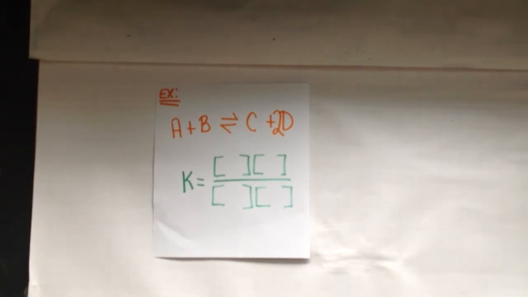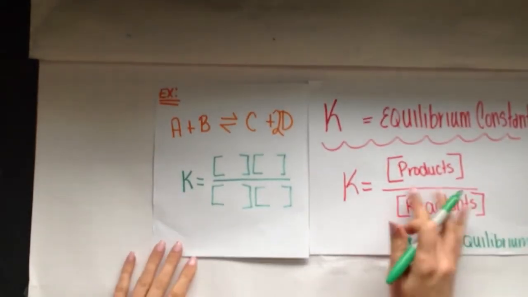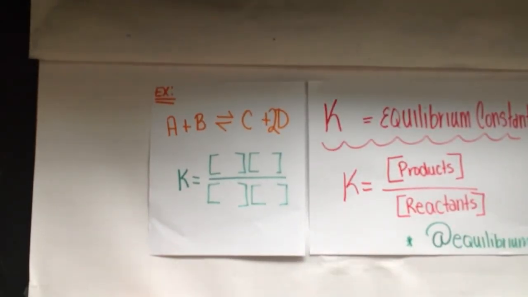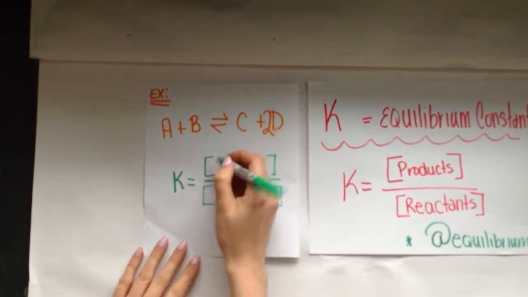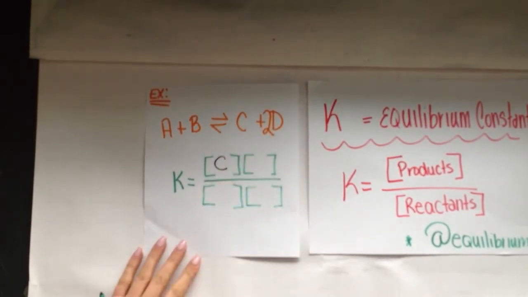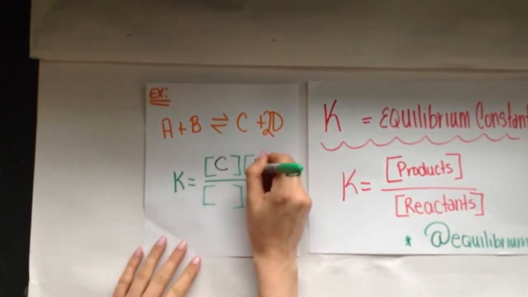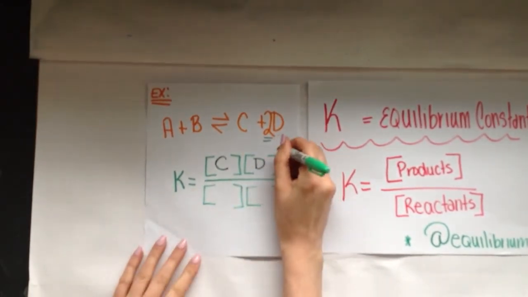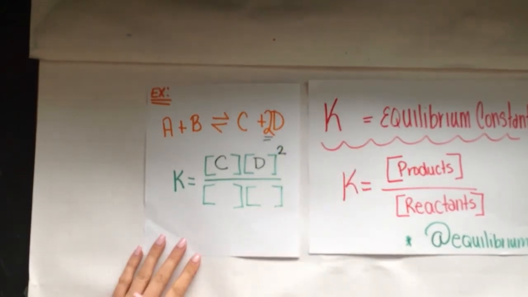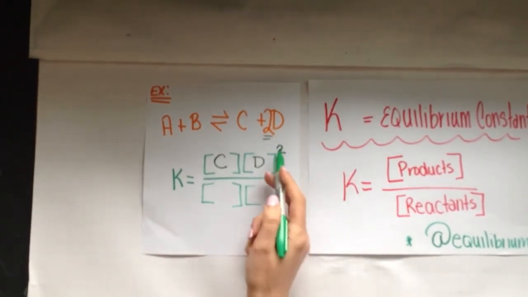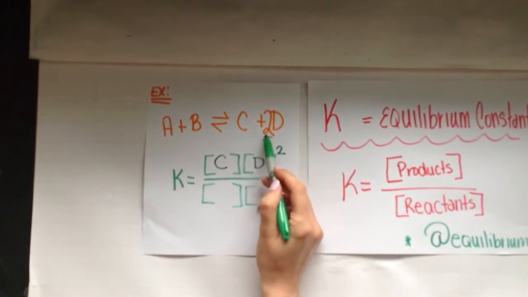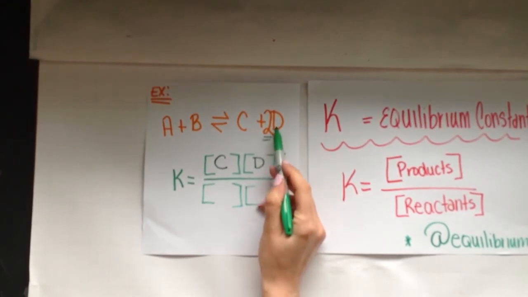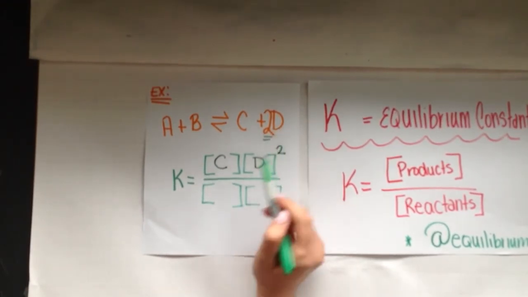So I bring back my formula. My formula says my products go on top. Okay, I like to think of it as P over R, spells PR. If my products are C, then I put the concentration of C there and D in here. Well, what do I do with this 2? That coefficient becomes a power. I raise D to the second power. Any coefficient becomes a power. I attach it to the D because the coefficient is attached to the D here. It represents 2D.